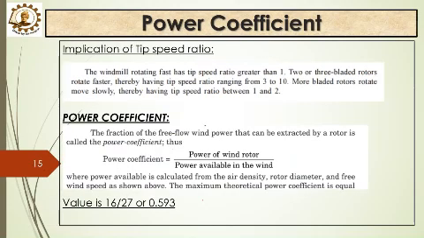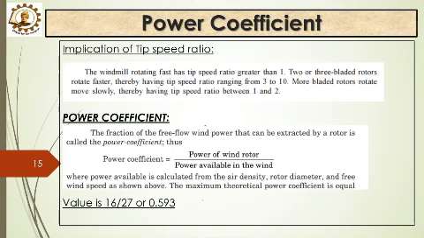So, what is the implication of the tip speed ratio and the concept of power coefficient? The implication of the tip speed ratio says that a windmill that is rotating fast has a tip speed ratio greater than 1. Two or three bladed rotors rotate faster, thereby having a tip speed ratio ranging from 3 to 10.